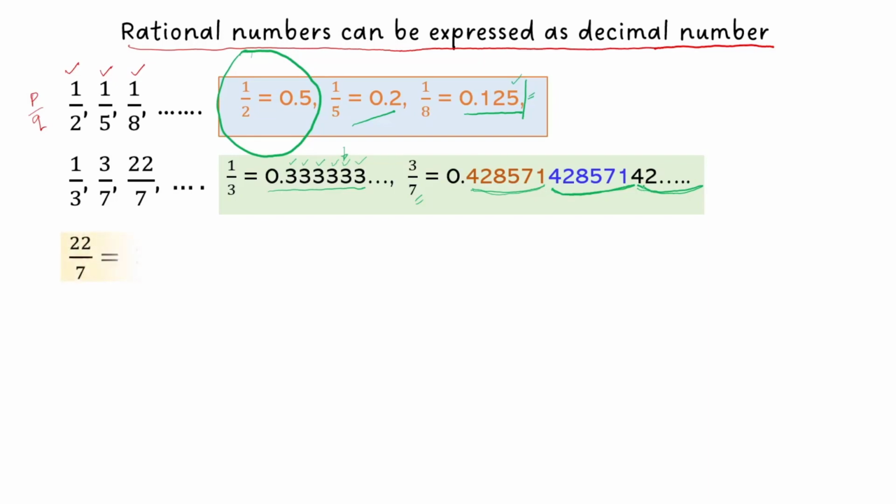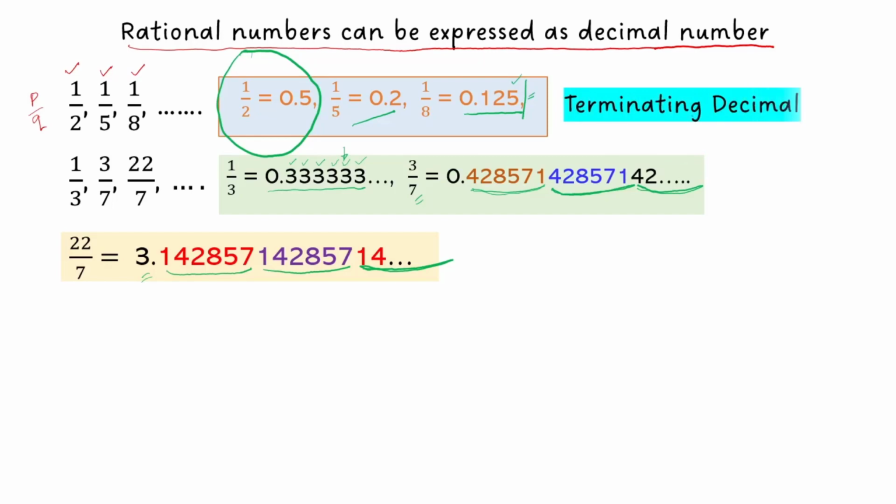Now take 22 divided by 7. This is equal to 3.142857, and again 142857. Again it will be repeated. This pattern will be repeated and this is non-terminating. So we get two types of decimal numbers, fractions expressed in decimal. Number one is the terminating decimals. So all terminating decimals are rational numbers.